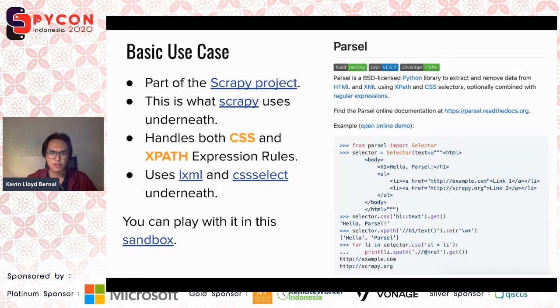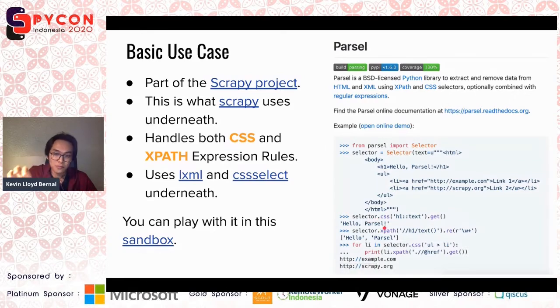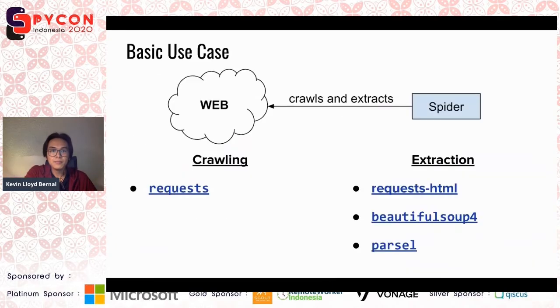And I believe the organizers will be sharing the slides for this talk after the event is finished. So I've added a lot of links here. You could play with Parcel in this sandbox when the slides are out. If you look at the really basic example here, we have a Parcel selector, and it has the CSS and XPath APIs to perform the extraction rules on a given HTML document.